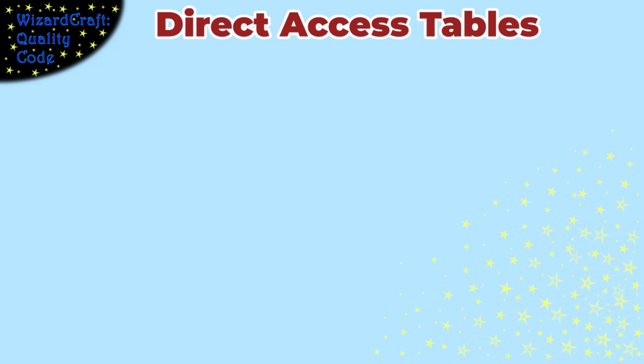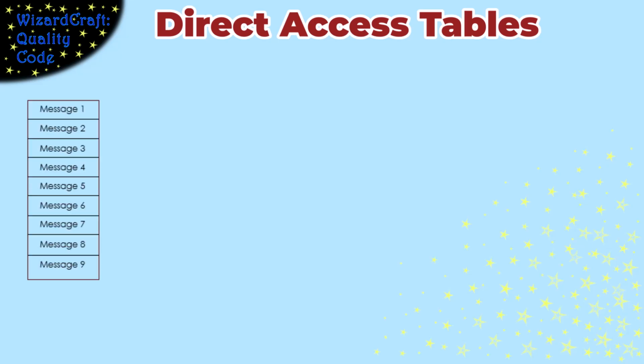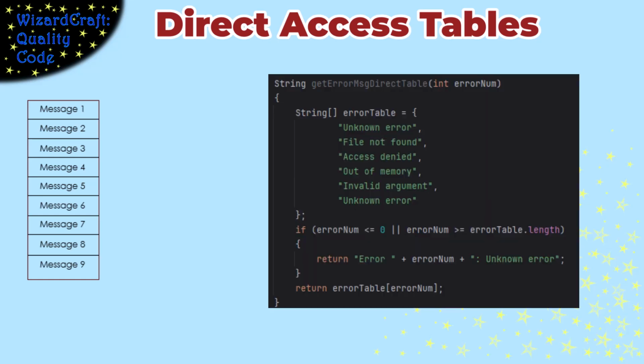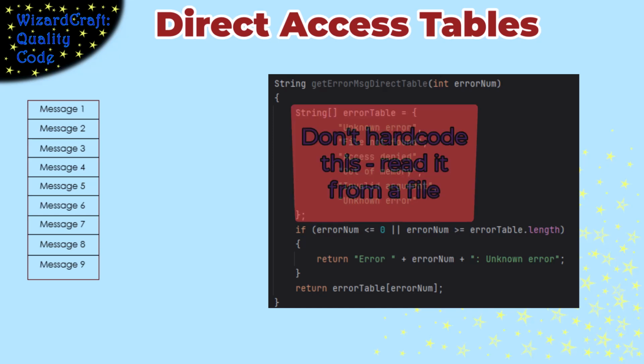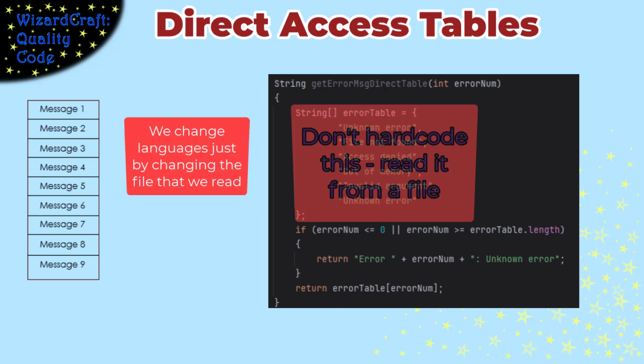My first fix to this is called a direct access table. We just put the messages into a table that is indexed by error number. Our code is simpler, but the real power of this is that we could choose to read the table from a file. That's where things get cool. Now, we have one file for English, one for Spanish, one for Korean, and so on. Our code doesn't have to change at all. We change languages by changing which file we read.